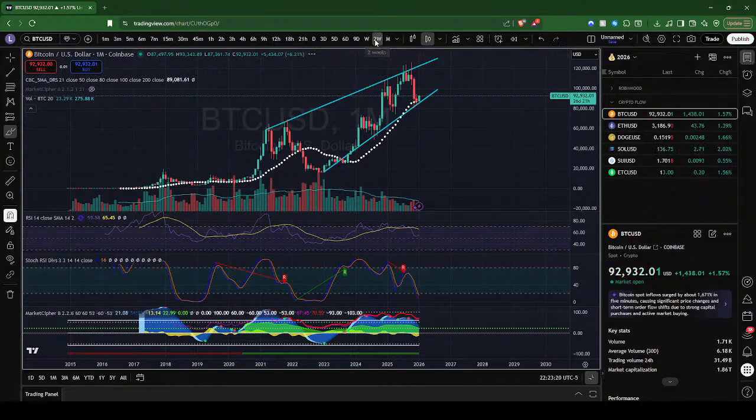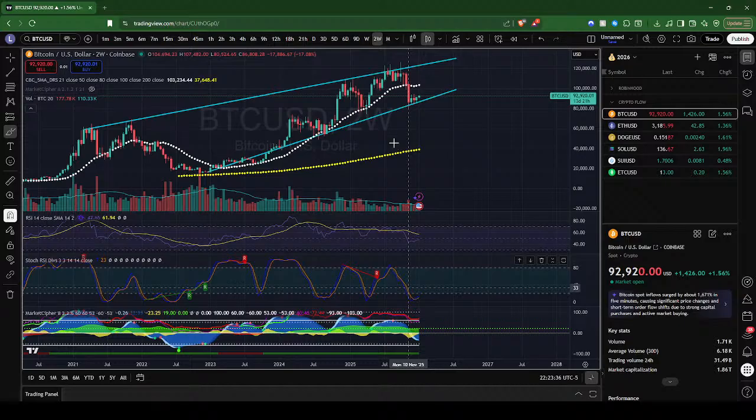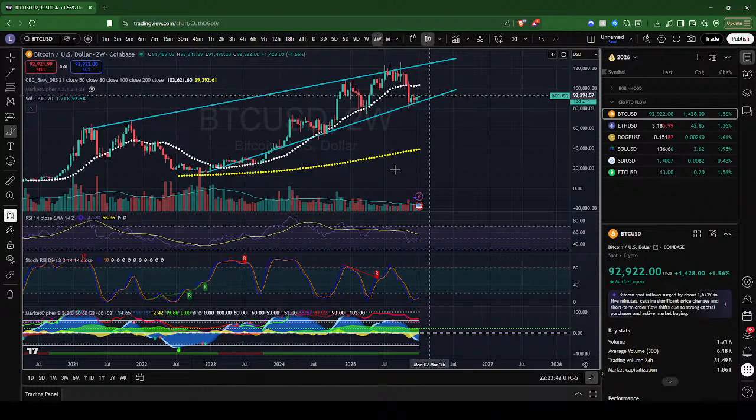We'll bring it down to the 2-week chart. Similar kind of trend here on the stochastic RSI. Our market cipher is starting to curve up. Still hasn't crossed yet, but on the stochastic RSI, we have crossed. The blue has crossed the orange line. That does mean a reversal, but we're not out of the woods yet. We still have to confirm on additional time frames, so we'll look deeper into it.